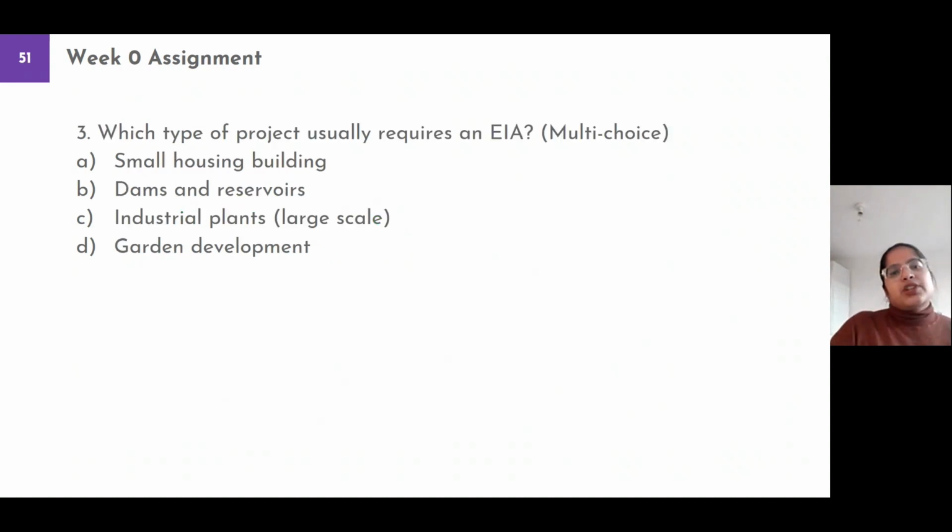So question 3 is, which type of project usually requires an EIA? This is again a multi-choice question, so more than one option is correct. A, small housing building, B, dams and reservoirs, C, industrial plants, large scale, and D, garden development. So the correct options are B and C.